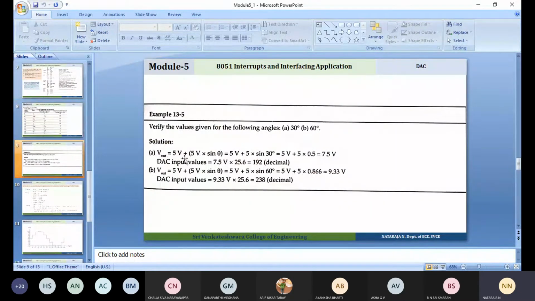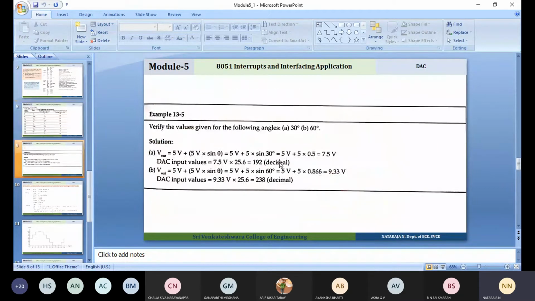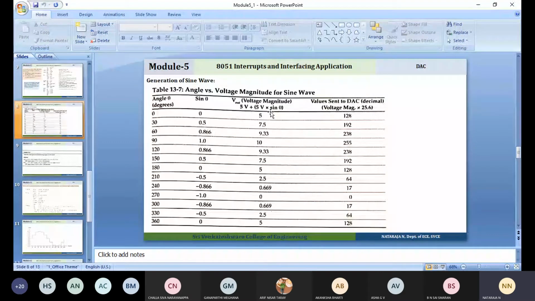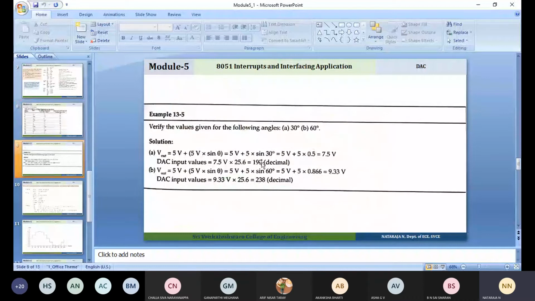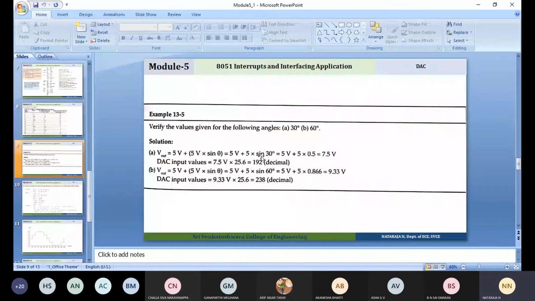Now V out is equal to 5 plus 5 into sine theta. Sine 0 is 0. For the first value, you are going to get 5. For sine 30, we are going to find the value. Sine 30 will be 0.5. Then 0.5 you are going to multiply with this 5, you will get 2.5, plus 5 is 7.5 totally.